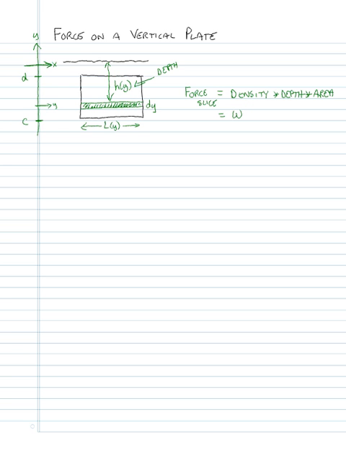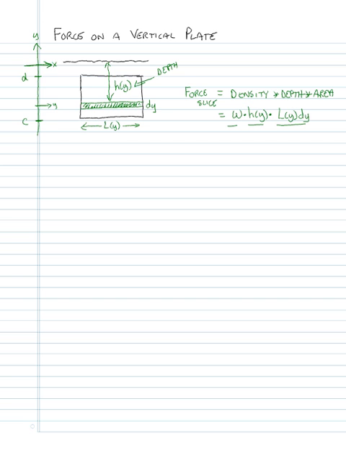Density will be something that's given to us. If it's fresh water, it's 62.4 pounds per cubic foot, and so on. If it's salt water, then it's 64 pounds per cubic foot, and so on. We'll be given that information. Now, the depth at this particular strip is h of y, and the surface area in this case would be the length of that strip times the height of the strip. So that's the area, this is the depth, this is the density. That's the force on that one strip.